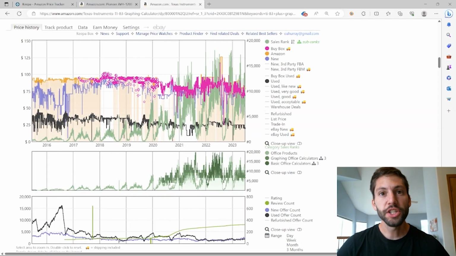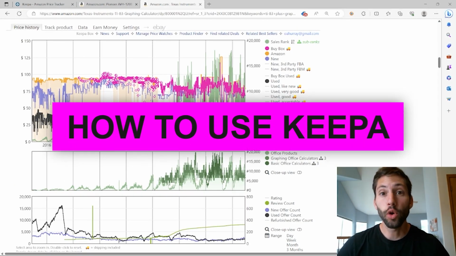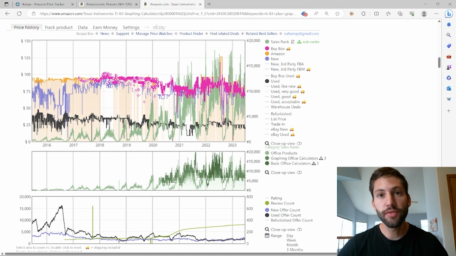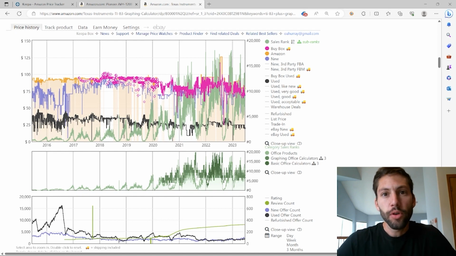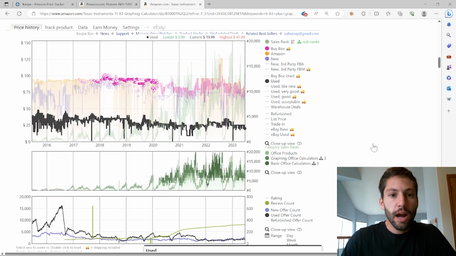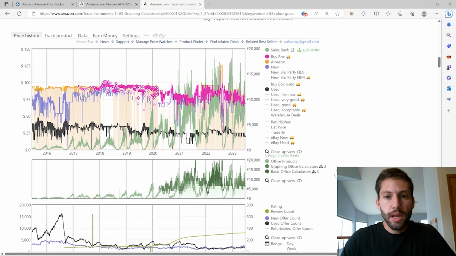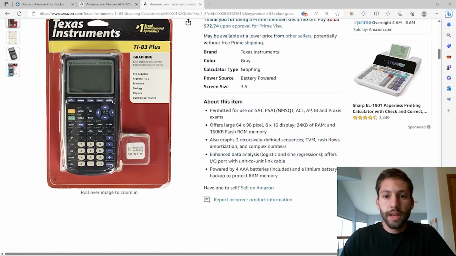In this video, I'm going to teach you how to use Keepa. I'm going to go really quickly and have a lot of information in this video and try to condense it. So if you want to slow down the video or rewind any parts, definitely do so. But the very first step is how do we actually get Keepa to be on the Amazon page like this?